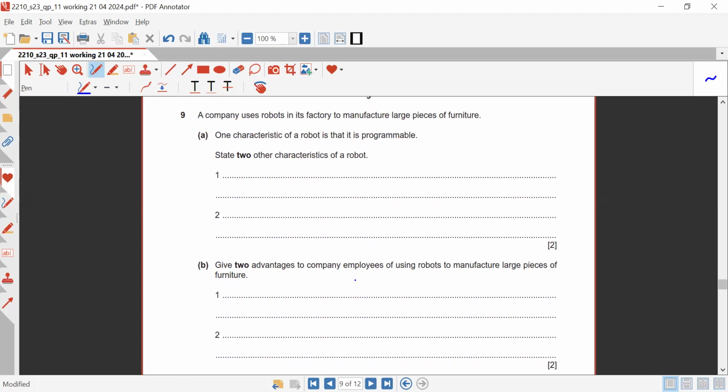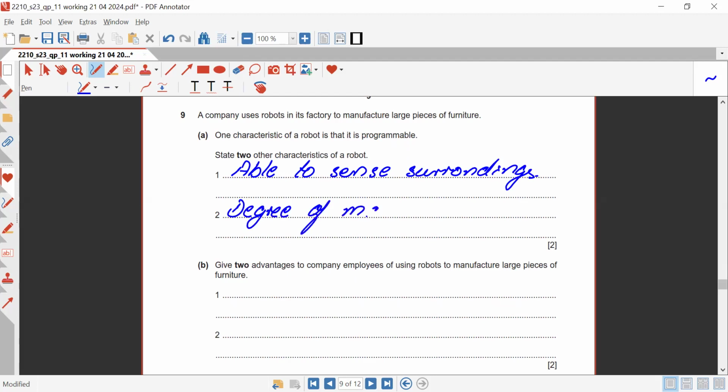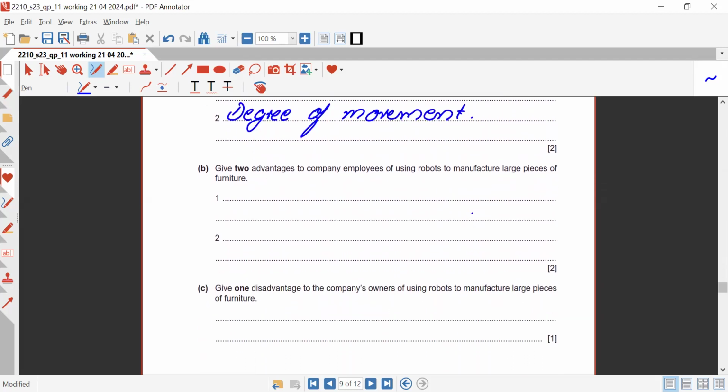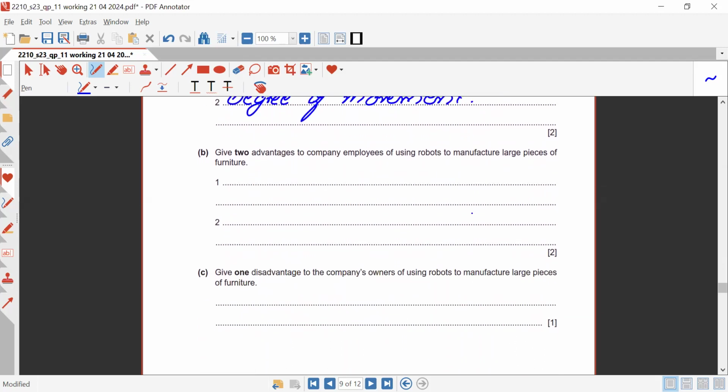one, it is programmable, the other should be able to sense the surroundings, and the other one is degree of movement. Degree of movement. So these are the two characteristics. The other one is the programmable. Three characteristics of a robot.